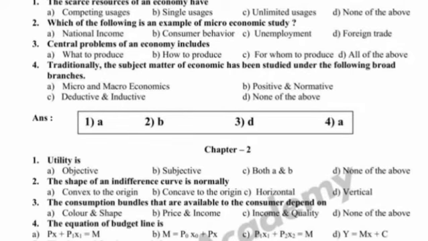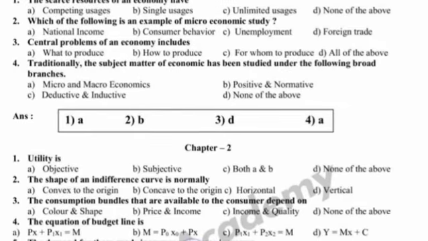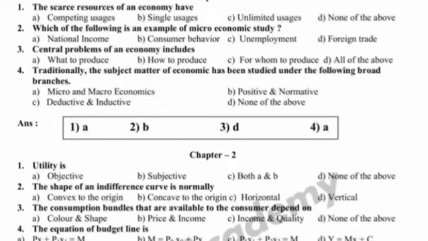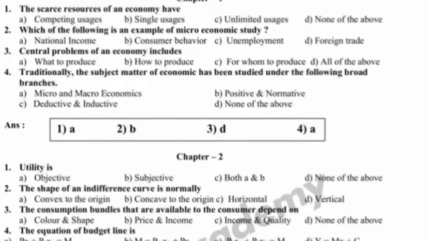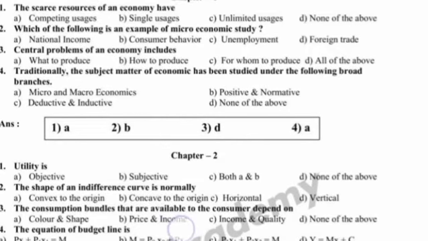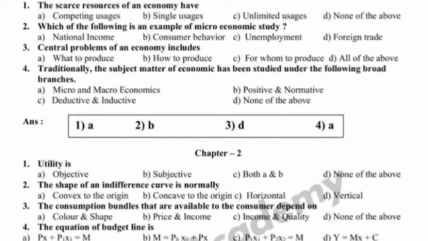Choose the correct answer. From the first chapter, question one: the scarce resources of an economy have option A, competing usages, option B, single usages, option C, unlimited usages, option D, none of the above. So the correct option is competing usages. In the first year we have been taught about alternate usages. That is also right. In first year we were taught that scarce resources also have alternate usages, meaning one resource can be used for many purposes.